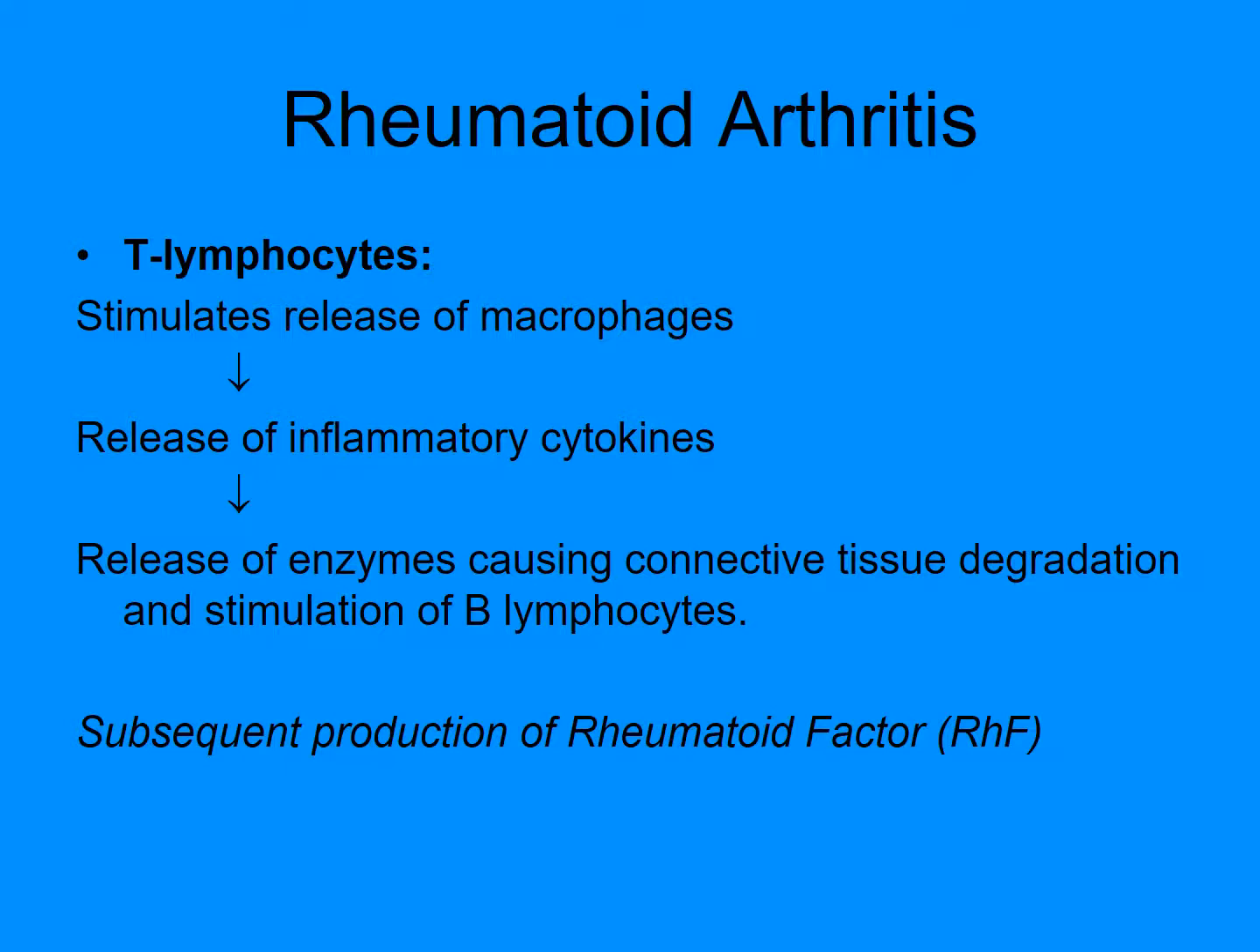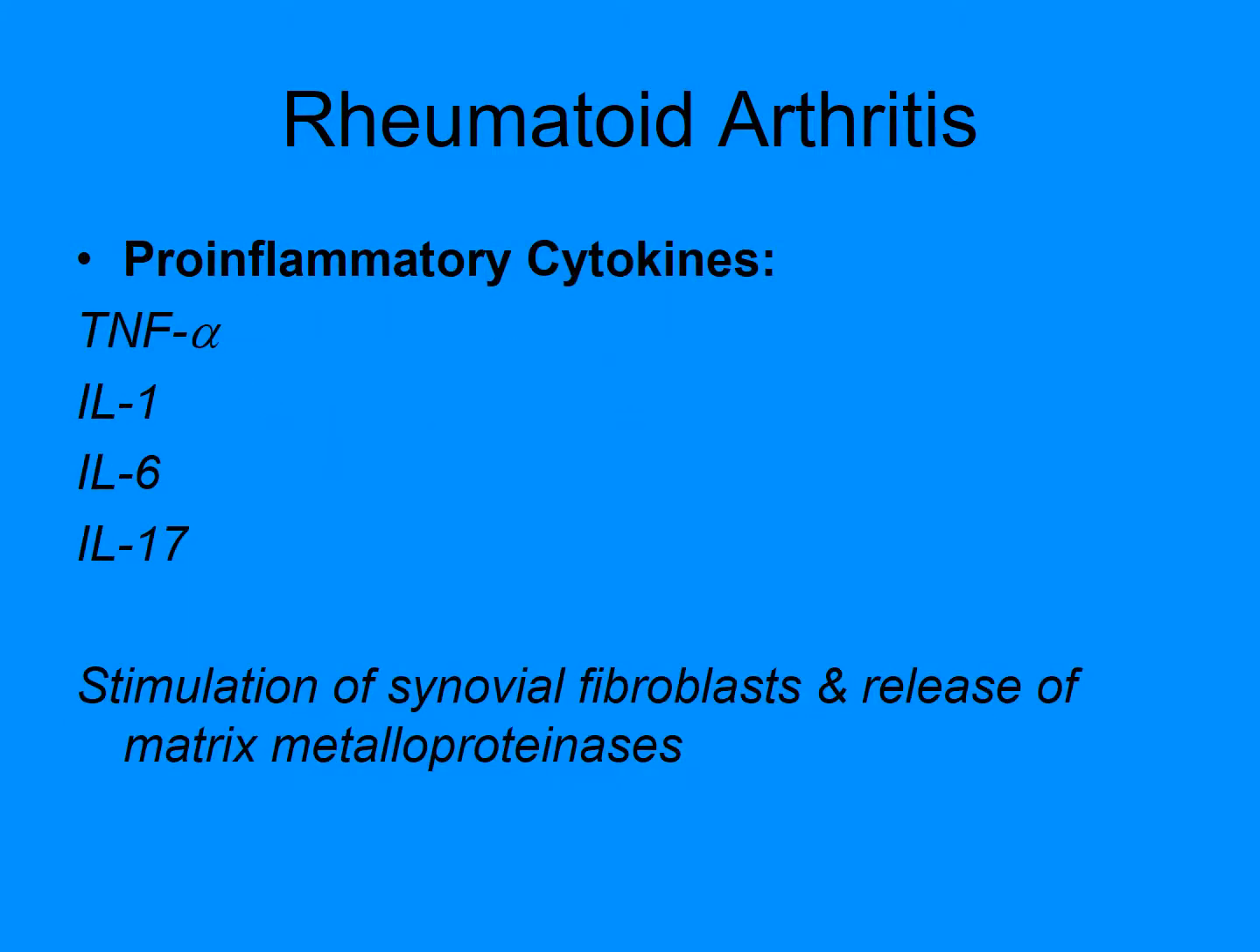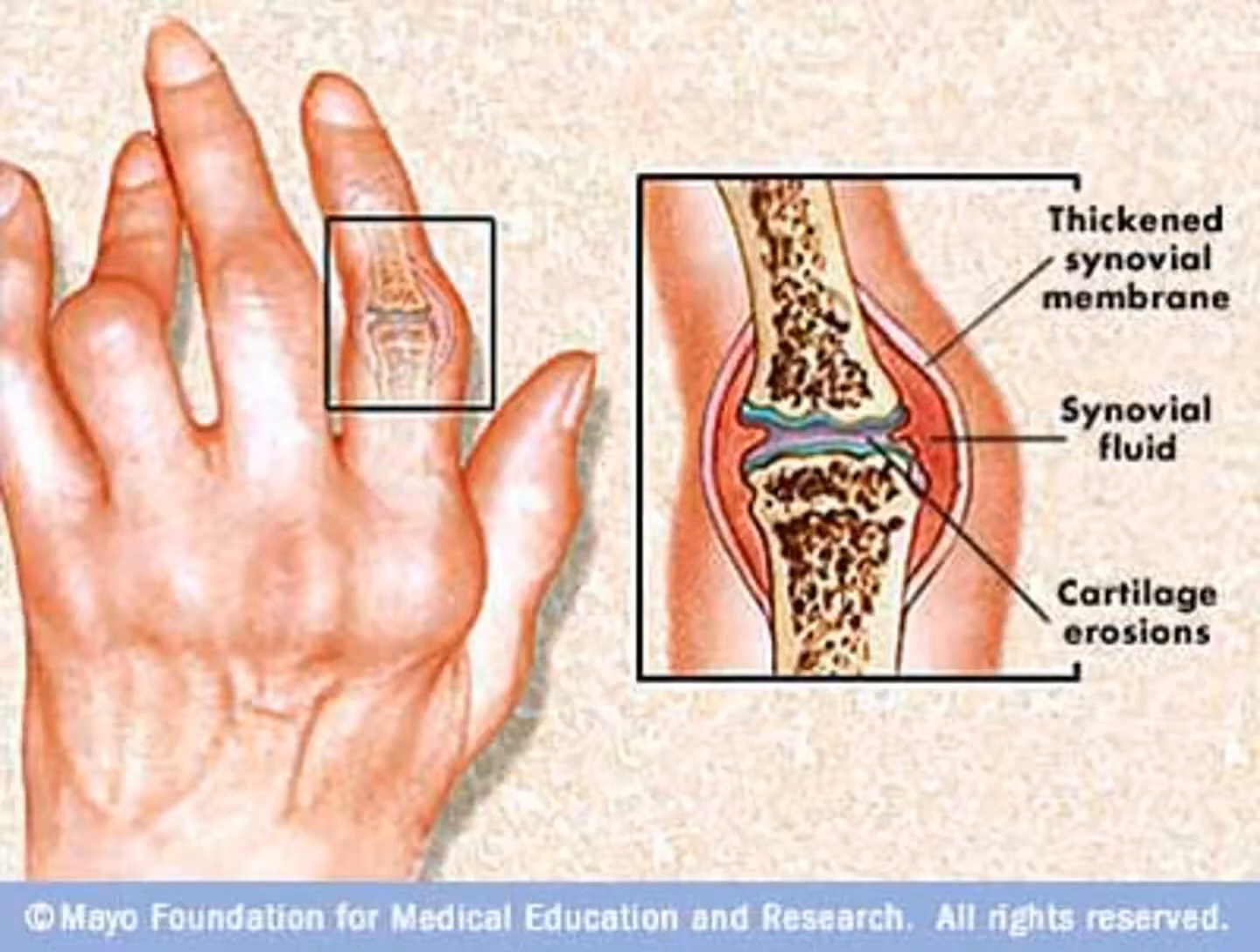One of the other diagnostic features in your patients is the production of rheumatoid factor. 70% of your patients will come back positive, and also the expression and the presence of C-reactive protein. The pro-inflammatory cytokines are TNF-alpha, interleukin 1, interleukin 6, and interleukin 17. The stimulation of synovial fibroblasts will cause release of matrix metalloproteinases, which causes further joint degradation.